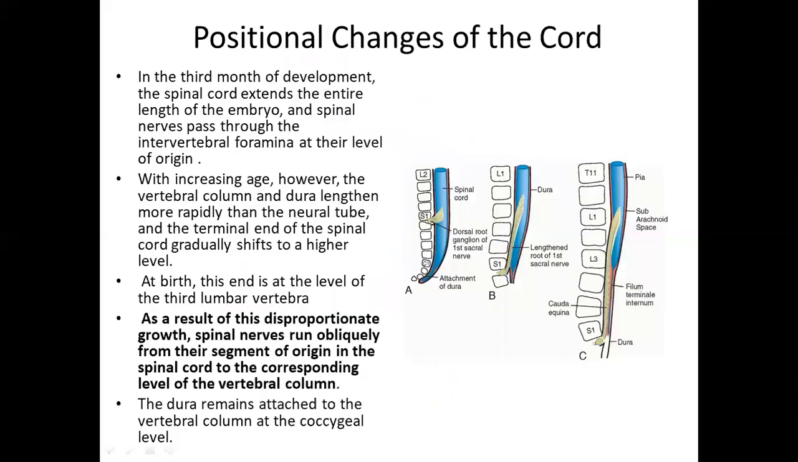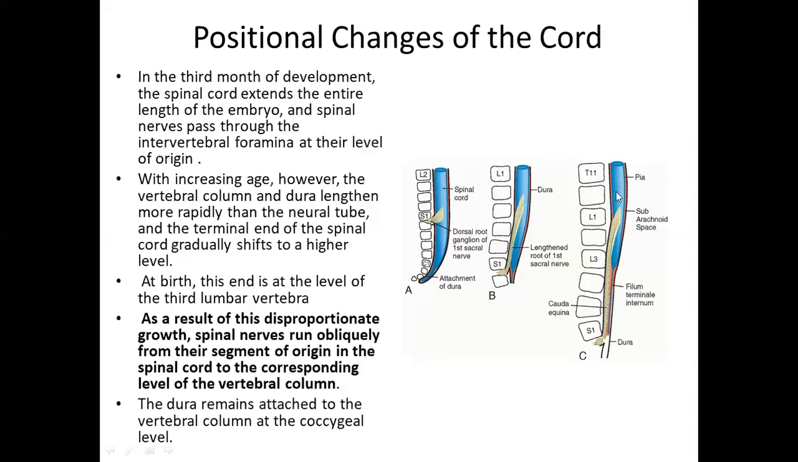Now the positional changes of the spinal cord. In the third month of development, the spinal cord extends the entire length of the embryo, and the spinal nerves pass through the intervertebral foramina at their level of origin. With increasing age, the vertebral column and the dura lengthen more rapidly than the neural tube. So the terminal end of the spinal cord gradually shifts to a higher level. At birth, this ends at L3, whereas in the adult, it ends at the lower border of L1 or L2, right?